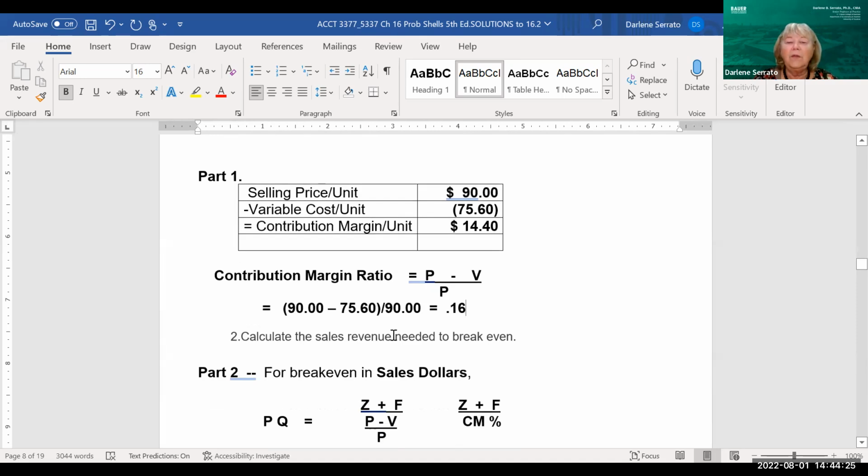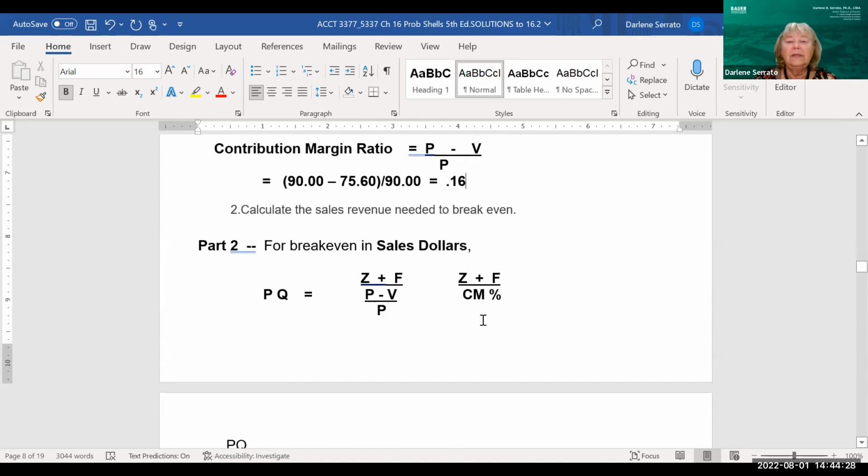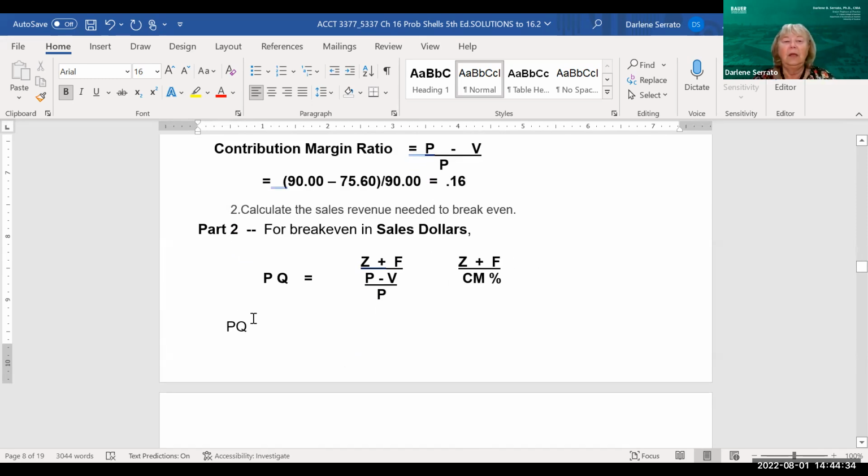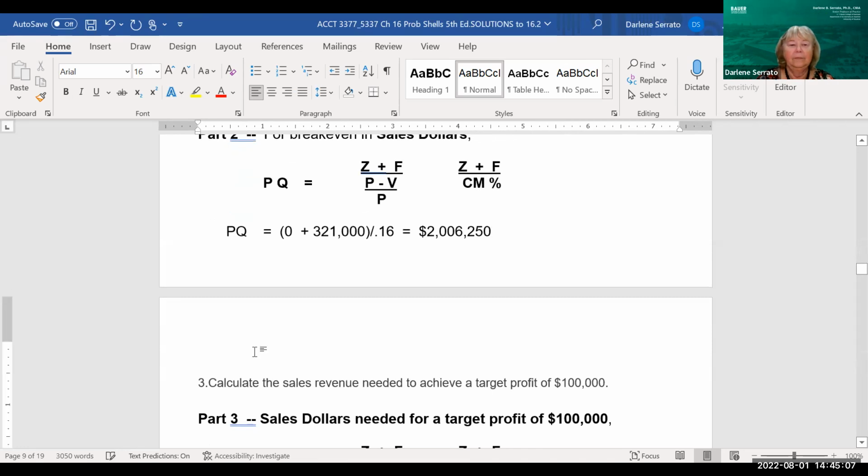Calculate the sales revenue needed to break even. This is the formula for calculating revenue directly. That's going to be 0 plus 321,000 divided by 0.16, and that gives us a large number, 2,006,250.